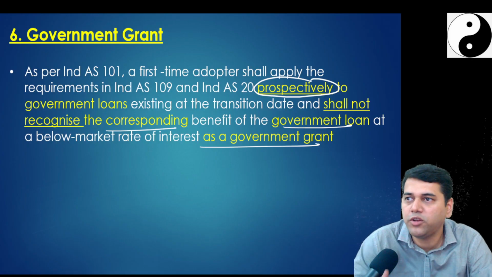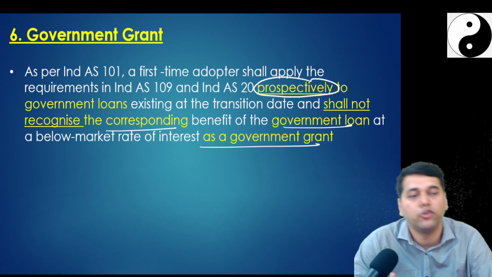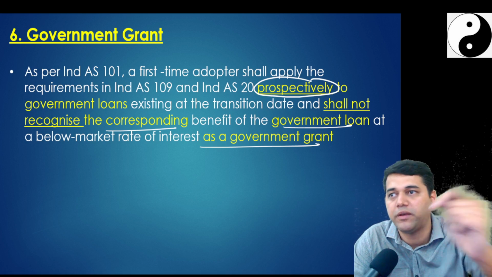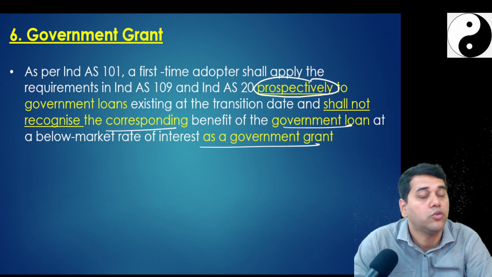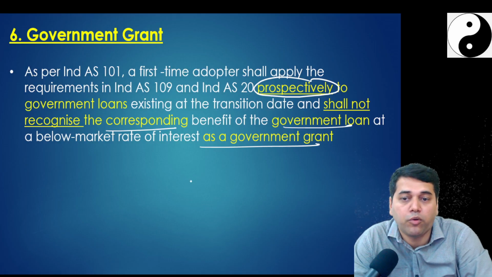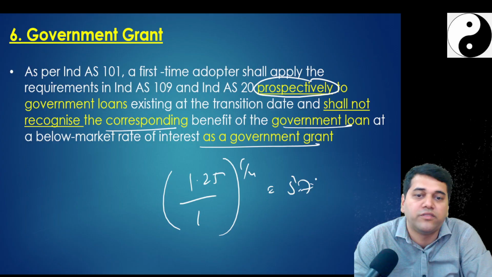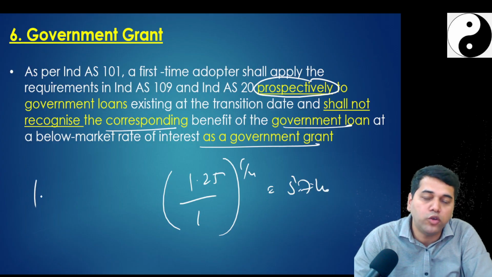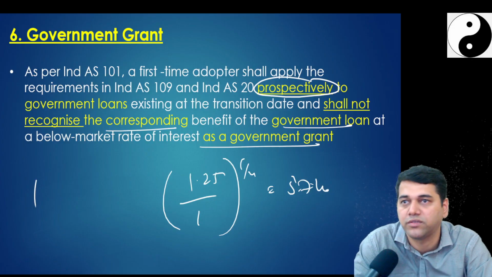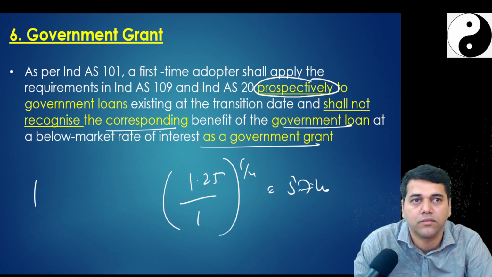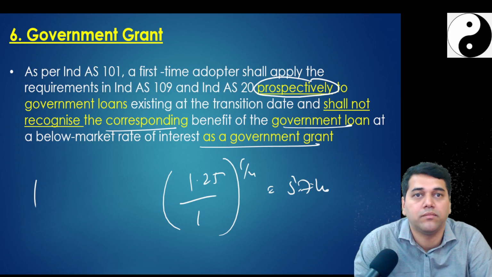Don't do it. You remember the first question, what we did? Did we split that? 1 crore was there. In 4 years time, you have to pay 1.25. Did we split that? No. What did we do? We did 1.25 divided by 1 to the power 1 by 4. 5.74 is the EIR. And we took 1 crore value and we amortized it over the next 4 years. Correct?